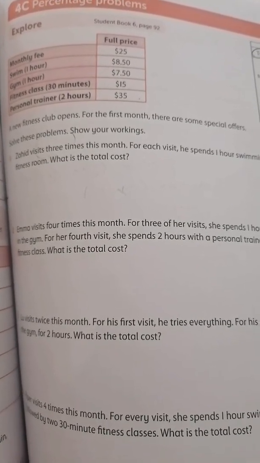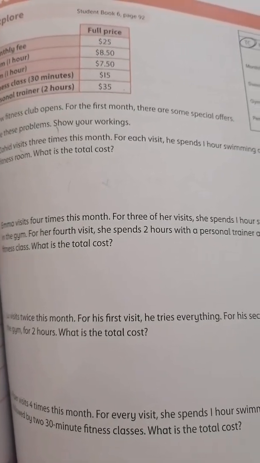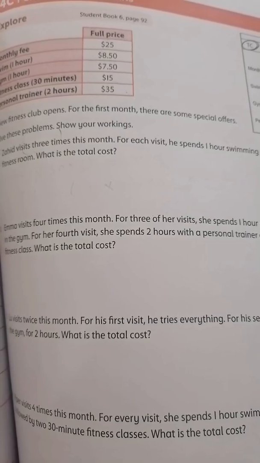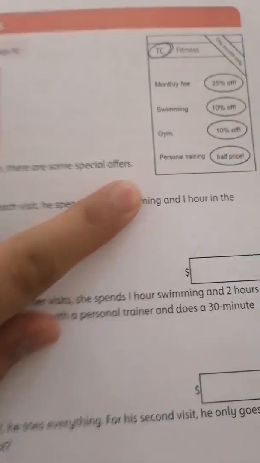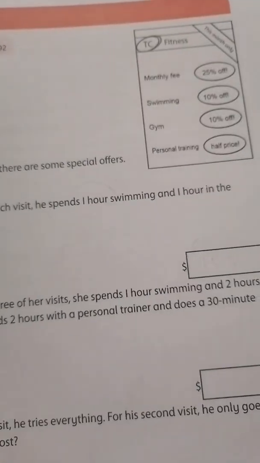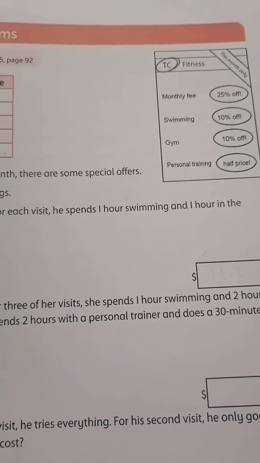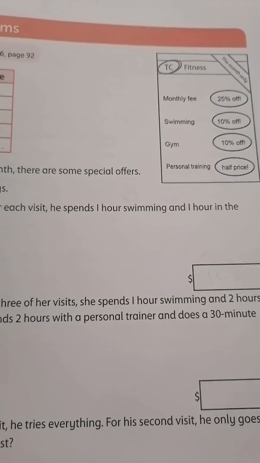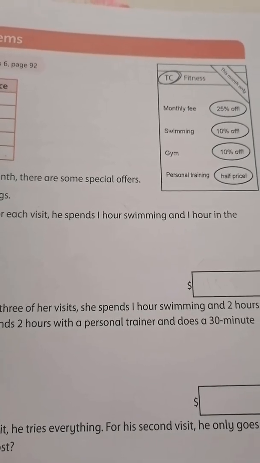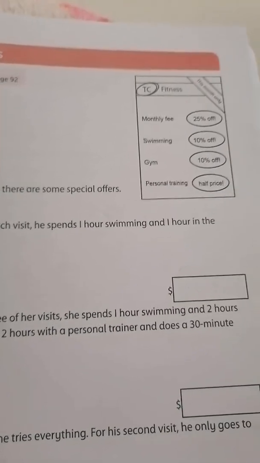This page is about percentage problems. Zahid visits 3 times this month. For each visit he spends 1 hour swimming and fitness room. What is the total cost? Here the important thing is we should mention this thing, the monthly fee 25% off. It means he will not pay complete 100% fee, he will pay only 75%. Swimming 10%, gym 10, and personal training half price.